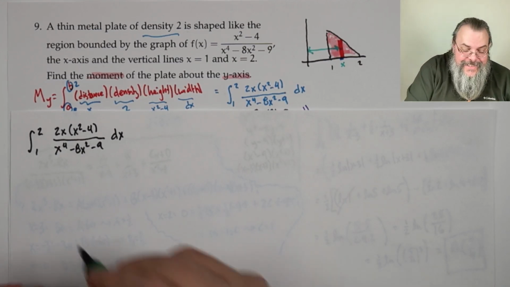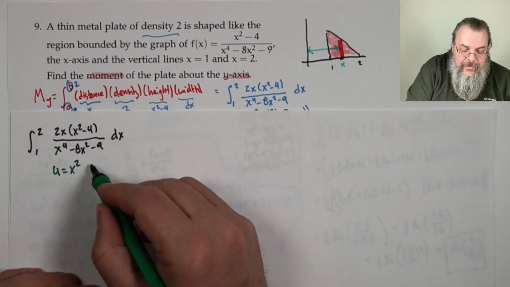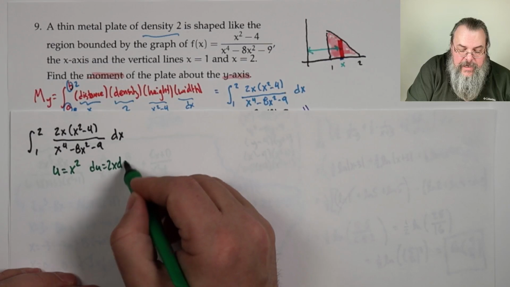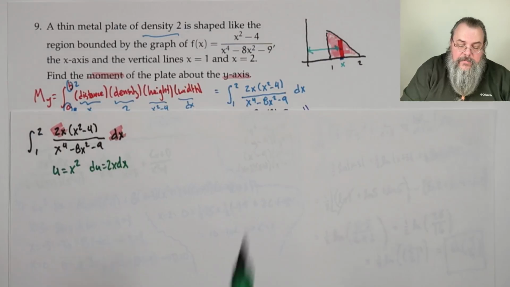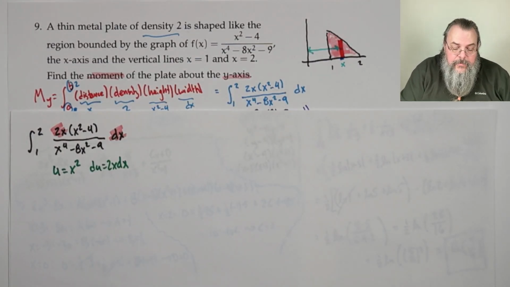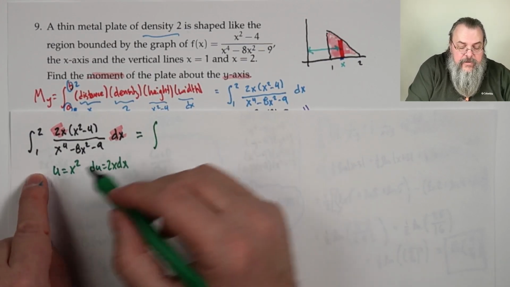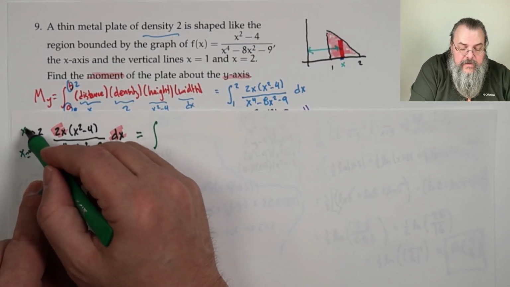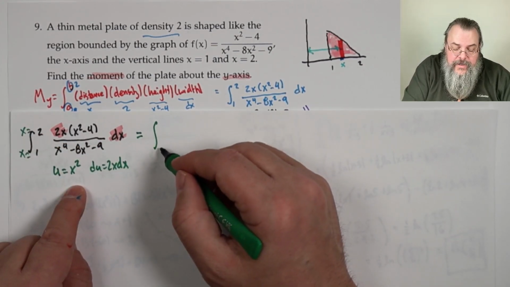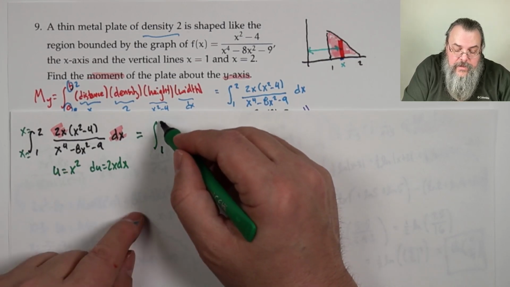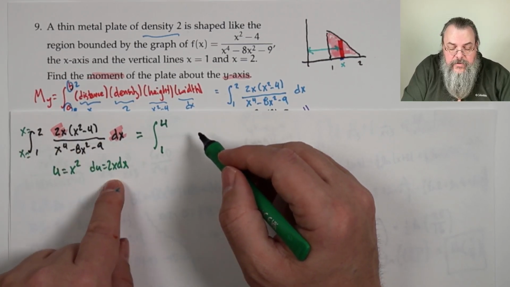Let's make a substitution. So let's let u equal x squared. Okay, so then du is 2x dx. So that's going to take care of this 2x dx. That's become our du. And let's see what happens. So this will become the integral. Now, these are our x bounds. So this is x equals 1, x equals 2. So what are our u bounds? We'll square that. 1 squared is 1. 2 squared is 4.